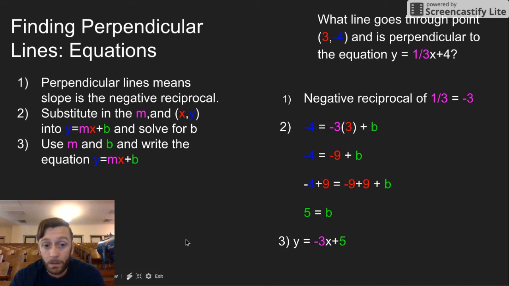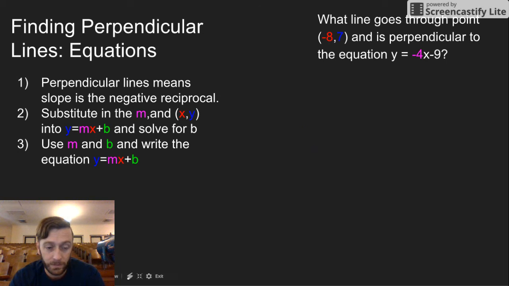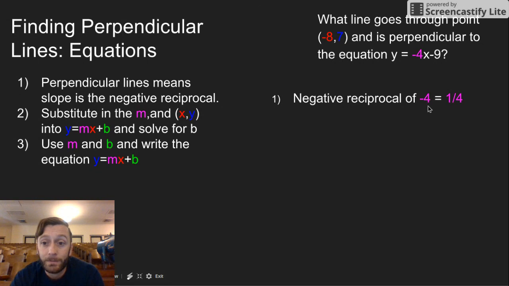So a whole lot of what we've done in this video and the one before it as part 1 is just... Oh, there's another example. We'll do this one. What line goes through the point negative 8, 7 and is perpendicular to the equation y equals negative 4x minus 9? All right, what's your negative reciprocal for negative 4? Pause the video and catch up later. Step 1. The negative reciprocal of negative 4 is 1/4. Negative 4 is negative 4/1. It becomes negative 1/4, and then we change the sign to make it positive.